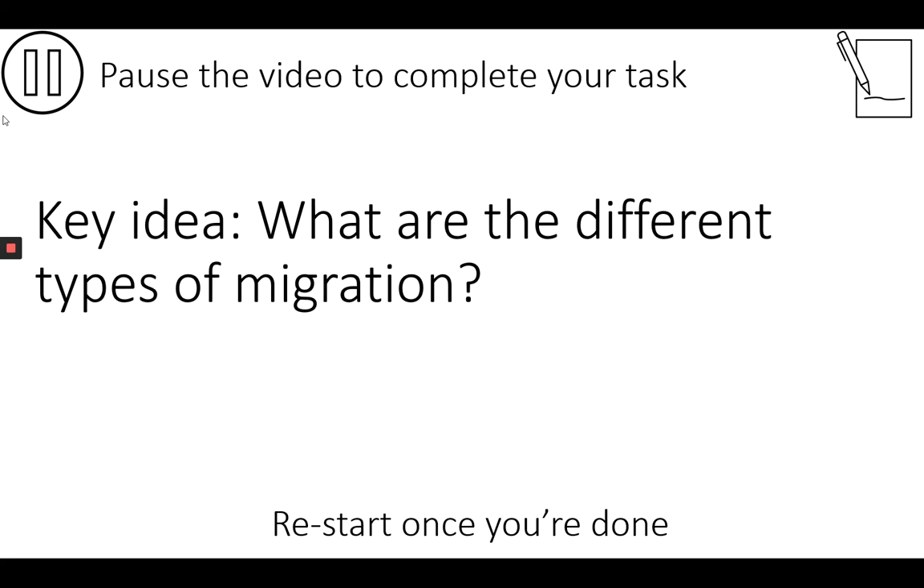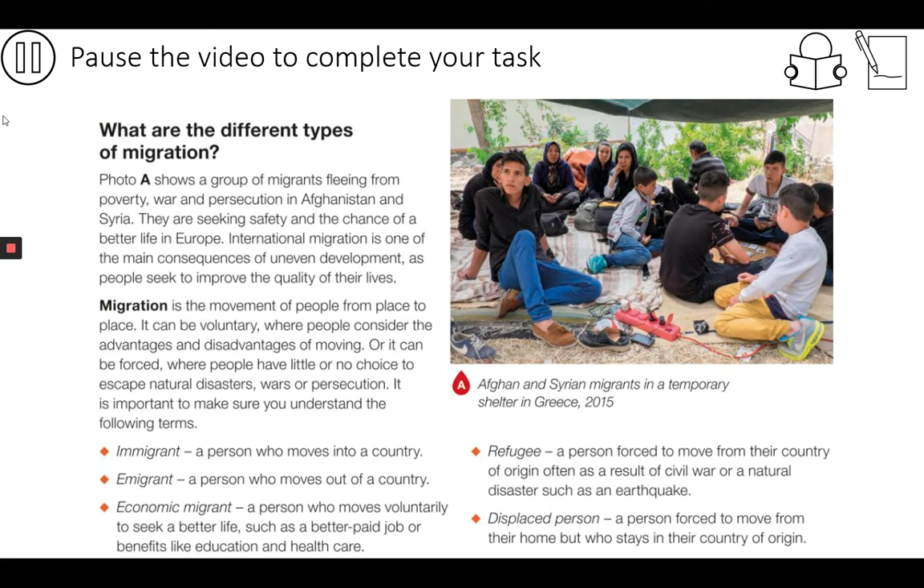What are the different types of migration? This extract discusses how international migration is one of the main consequences of uneven development. There's also a useful reminder of what the key term migration means. The bullet points contain the key terminology that will enable you to speak and write like geographers. Pause the video whilst you read the text and make your own revision notes. Restart the video when you're ready to tackle the first main activity.